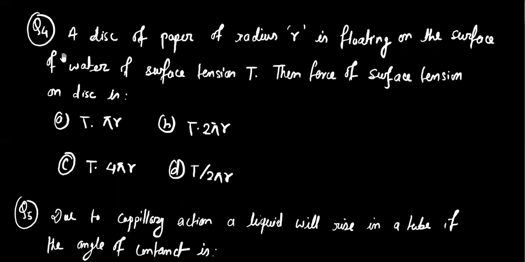Now we are here in question number 4. A disc of paper of radius r is floating on a surface of water of surface tension T. Then force of surface tension on a disc.